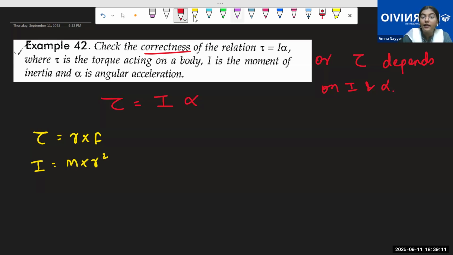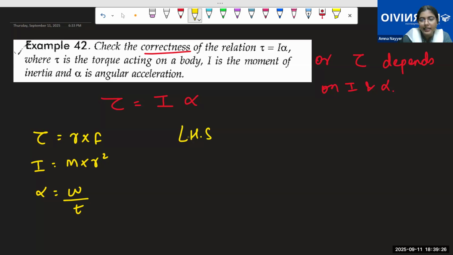Okay. And alpha, one more thing, alpha also we have not written. See, alpha is the angular velocity divided by time. All these things are present. So now we just have to write the dimensions and match. Are they matching or not?